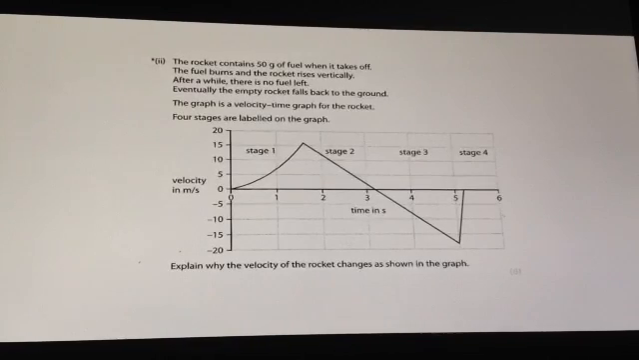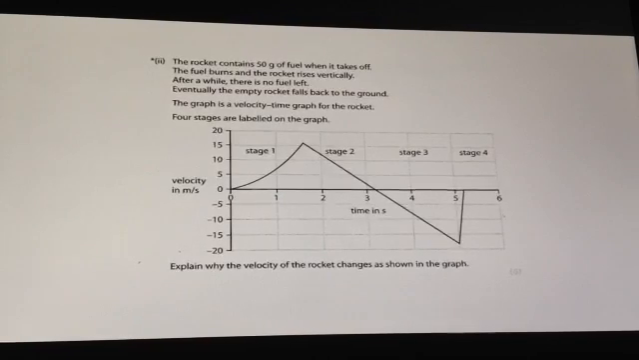At stage 1, the rocket is going up. It's going up, but it's accelerating on the way up. As it accelerates, the rate of acceleration is changing. The gradient is getting steeper, therefore the rate of acceleration is increasing through stage 1 until it reaches its maximum velocity of 15 metres per second upwards.